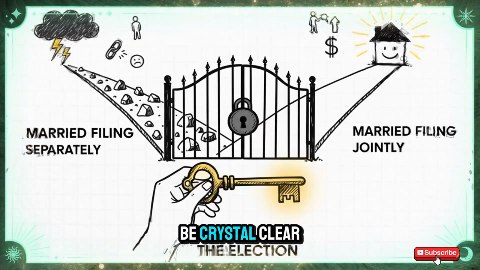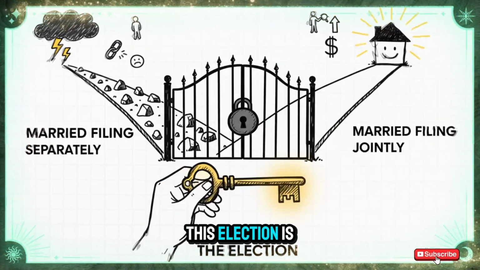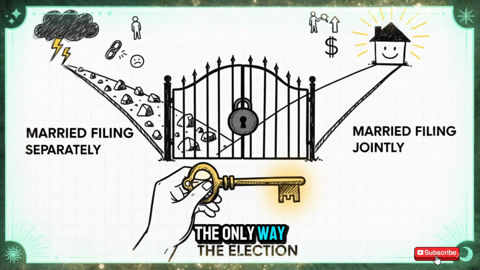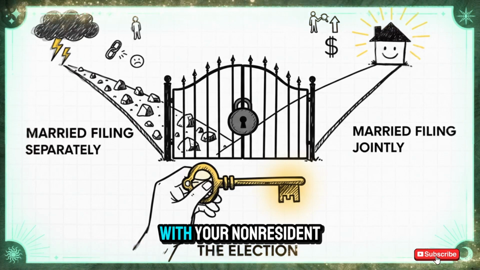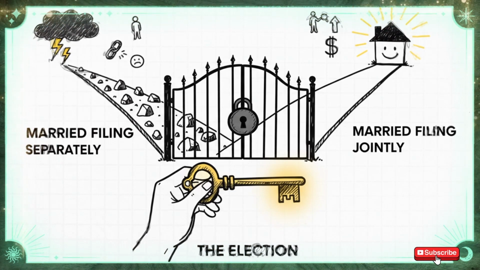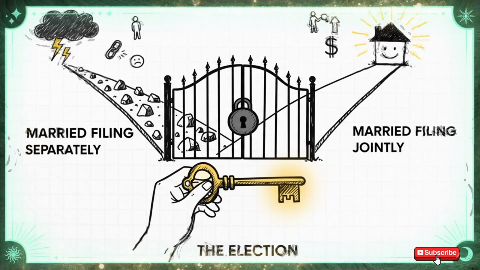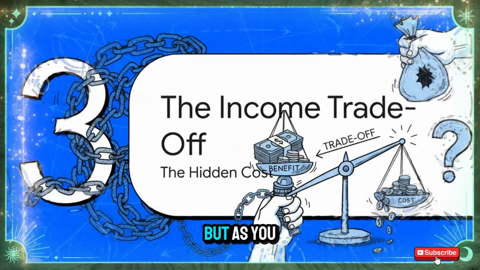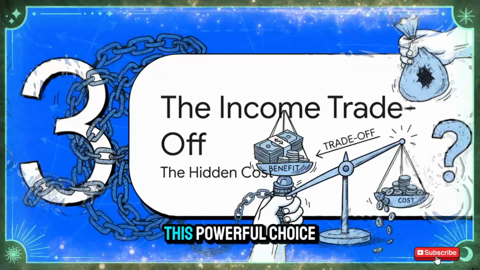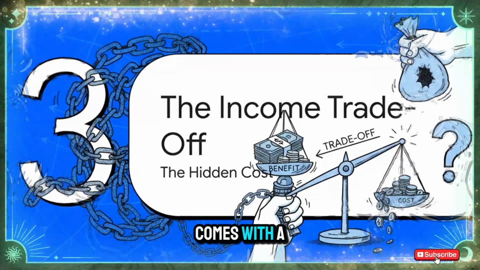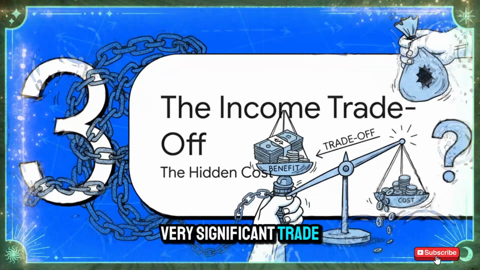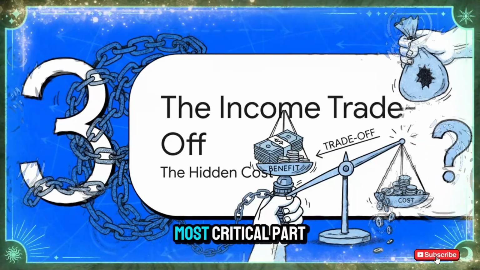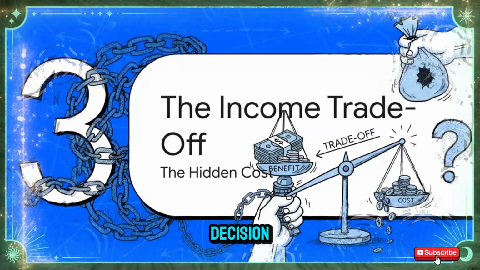And let me be crystal clear here, this election is everything. It is literally the only way you can file a joint tax return with your non-resident spouse. Without making this choice, filing jointly is just not possible, period. But as you might have guessed, this powerful choice comes with a very significant trade-off. And understanding this is probably the single most critical part of this entire decision.